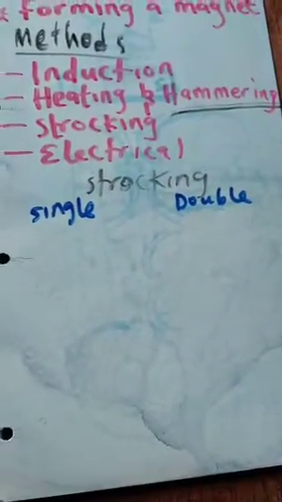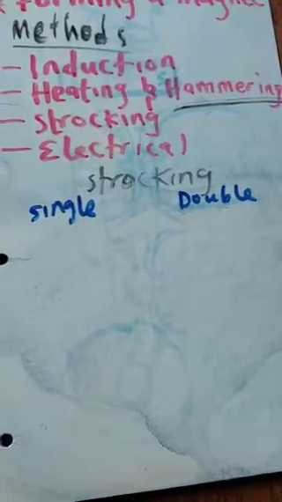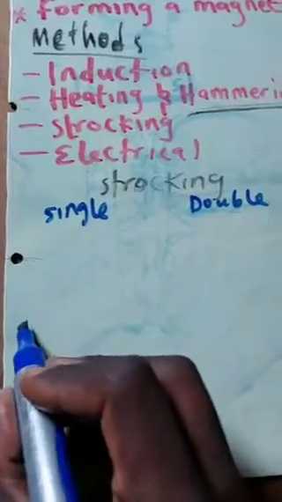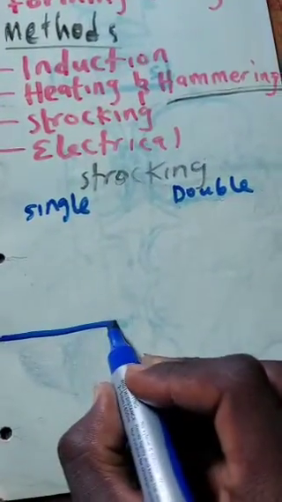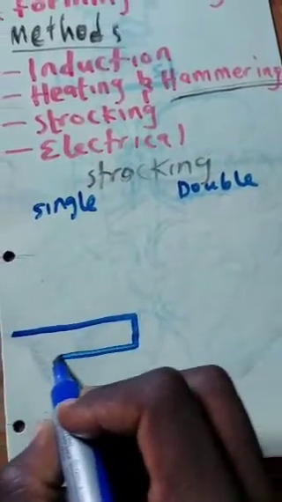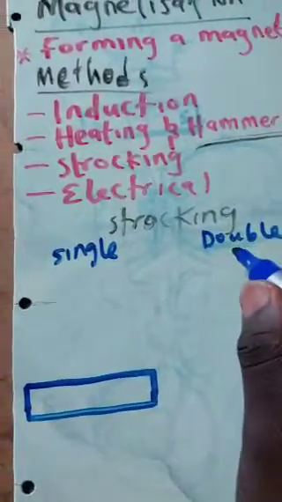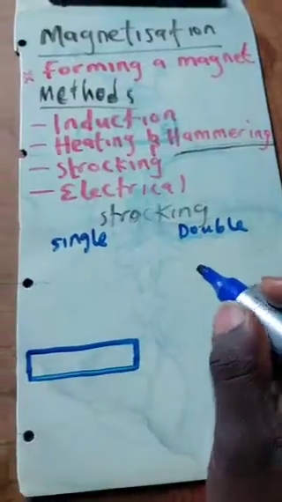And now we have the stroking method. We have two types of stroking method: the single stroking method, and the double stroking method. The single stroking method makes temporary magnets. Their magnetism is not permanent.